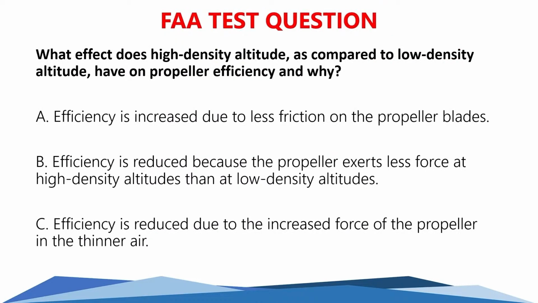Number one, what effect does high density altitude as compared to low density altitude have on the propeller efficiency and why? Is it A, efficiency is increased due to less surface friction on the propeller blades? B, efficiency is reduced because the propeller blades exert less force at high density altitudes than at low density altitudes? Or C, efficiency is reduced due to the increased force of the propeller in the thinner air?